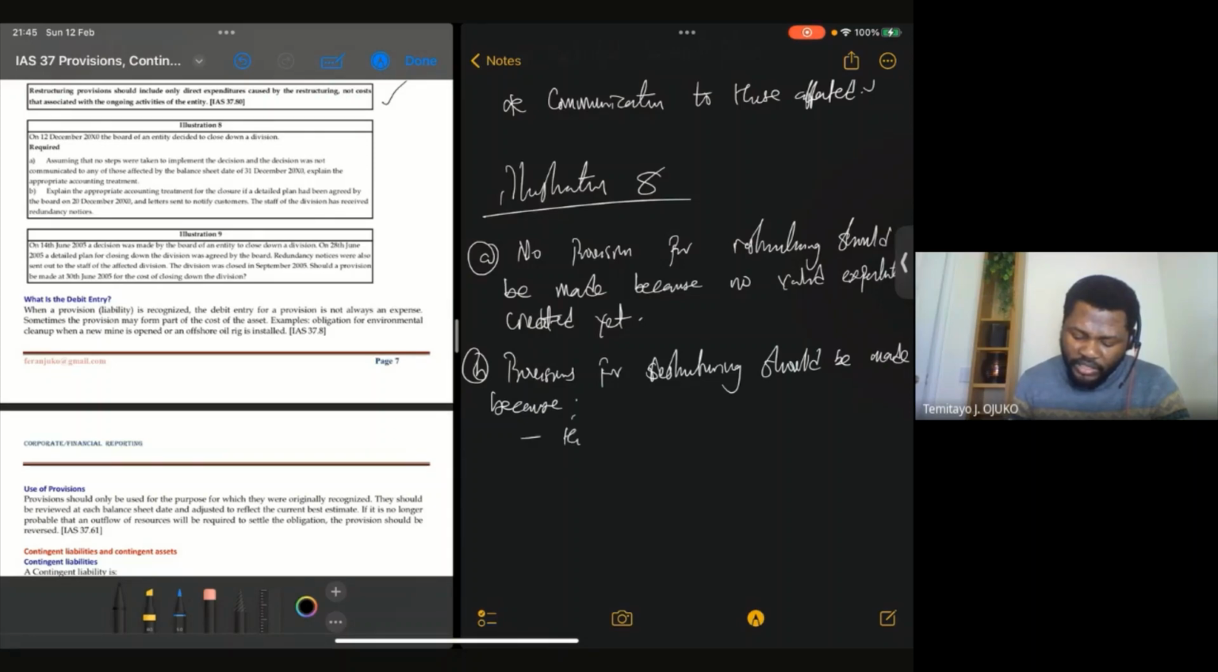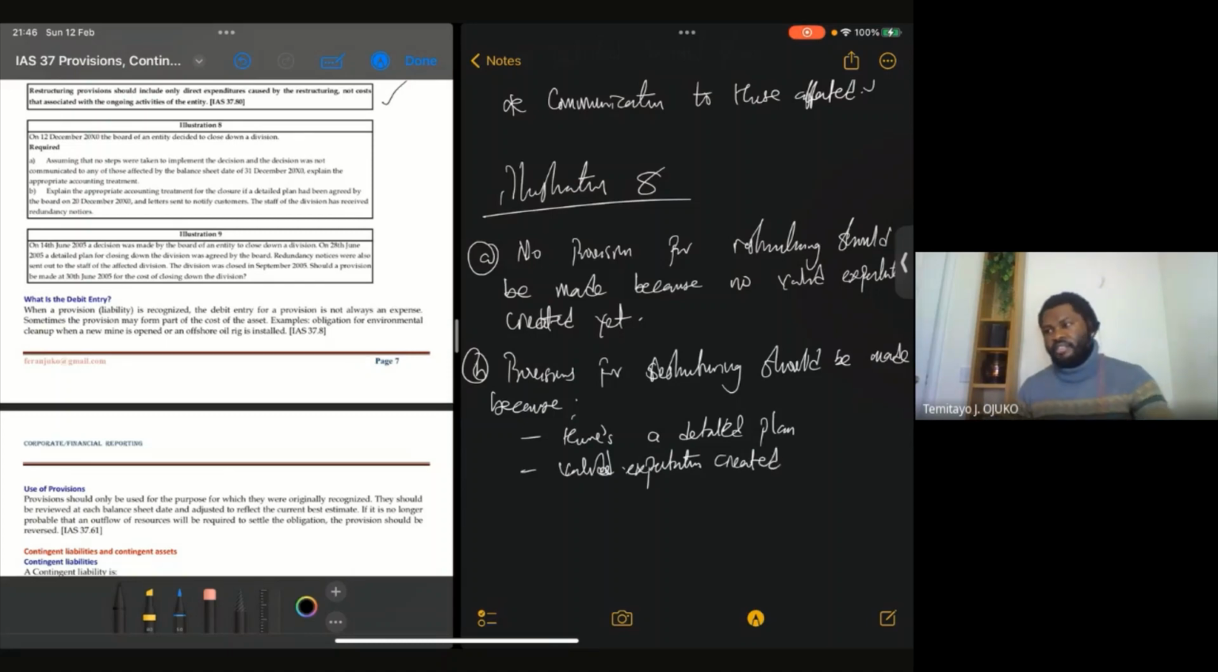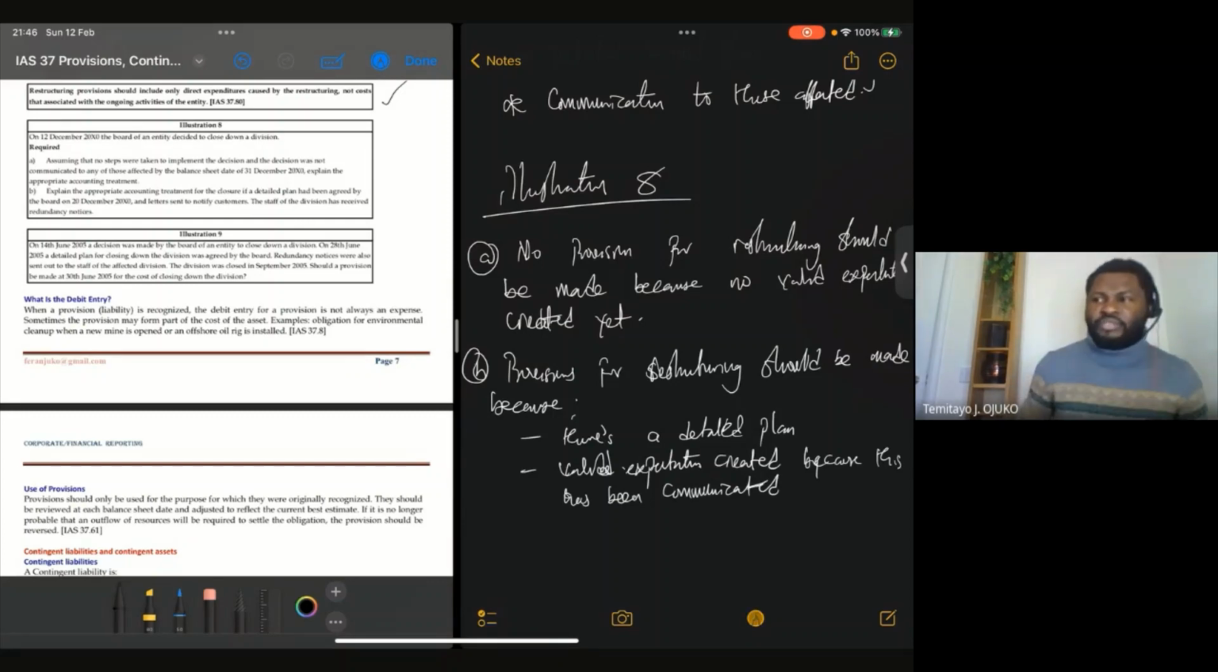because, one, there is a detailed plan. We're told that a detailed plan has been agreed by the board. Then two, there's a valid expectation created because this has been communicated. So simple. Those are the two very, very simple examples that you can use to understand what should be recognized for a restructuring.